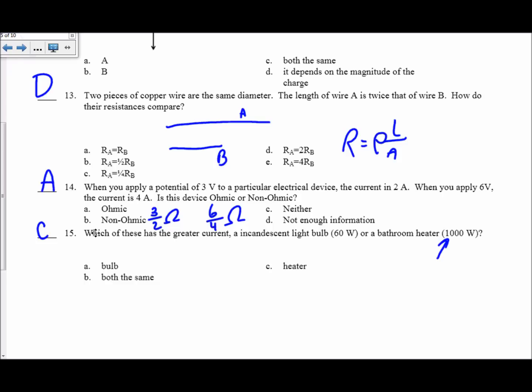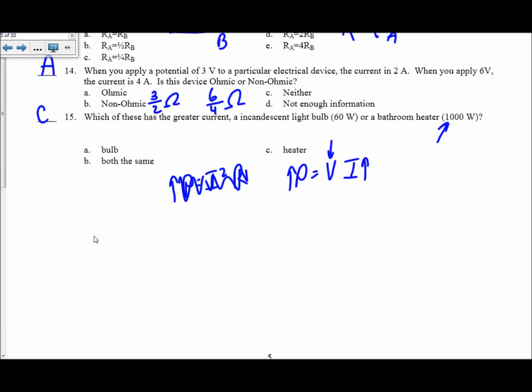Or you can also say that P is equal to I squared R. If P goes up, excuse me, not that, because the R's are different for them. You have to look at it in this way. P is equal to VI. Here, the voltage is constant. If P goes up, I goes up by the same amount. So the higher power device has the higher current.